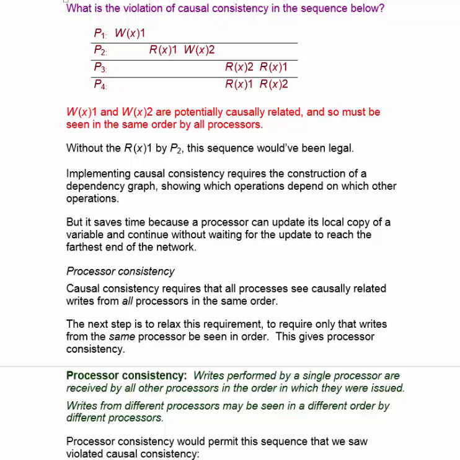Now let's take another sequence here where P1 writes 1 to X, and P2 reads X and gets 1, and then it writes 2 to X. And P3 reads X and gets 2, and then later reads X and gets 1. And P4 gets the values in the reverse order. So what's the violation of causal consistency?